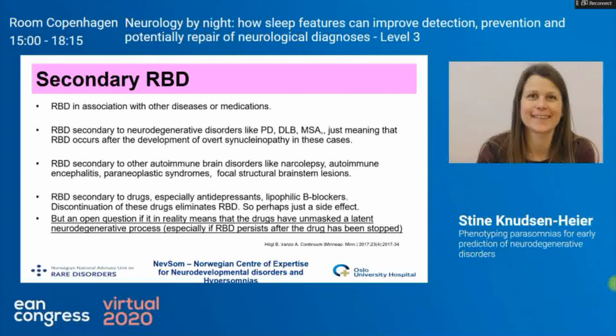But RBD can also be secondary to drugs, especially antidepressants and lipophilic beta blockers. And in these cases, it has in some cases been believed that it was just a side effect, especially if the RBD stops when you stop the medication. But it has also been questioned whether it really means that the drugs have unmasked a latent neurodegenerative process, especially if the RBD doesn't go away after you stop the drugs. But I'll come into that a little more later.